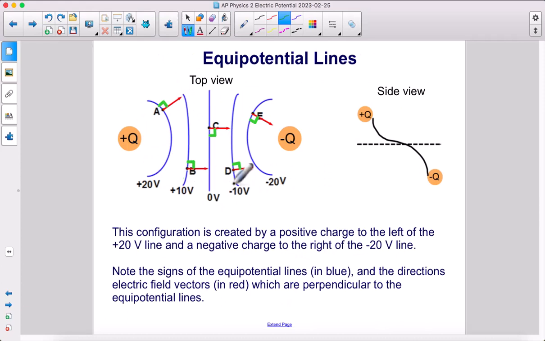Here is the view of equipotential lines that you might see on the AP test. This configuration is created by a positive charge to the left of the 20-volt line and a negative charge to the right of the negative 20-volt line. Note the signs of the equipotential lines in blue and the direction of the electric field vectors in red, which are always perpendicular to the equipotential lines.